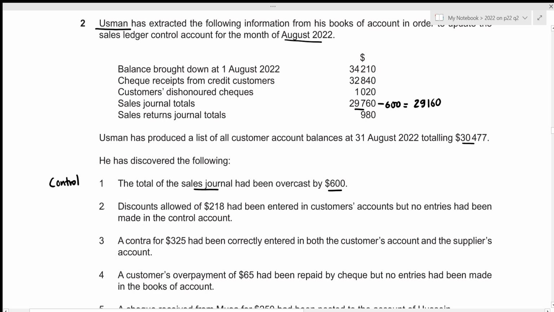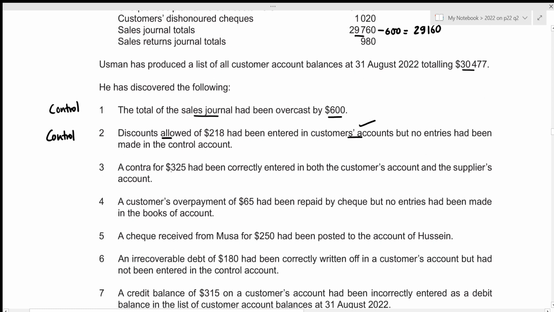Then the second one is discounts allowed of 218 had been entered in customer's account, but no entries had been made in the control account. So this has already been entered in the customer's account, which means that this information will only affect the control account. Then the third one is a contra for 325, which had been correctly entered in both the customer's account and the supplier's account. Again, there has been no mention of the control account, which means that we still need to update this information in the control account, but since this has already been entered in the customer's account, we do not need to include this in our amended customer account balances.